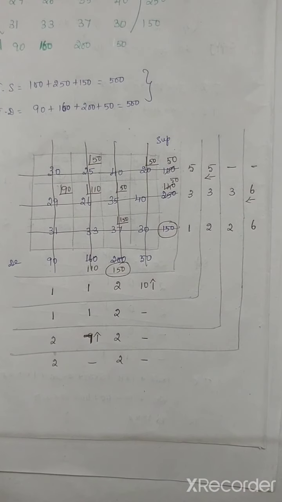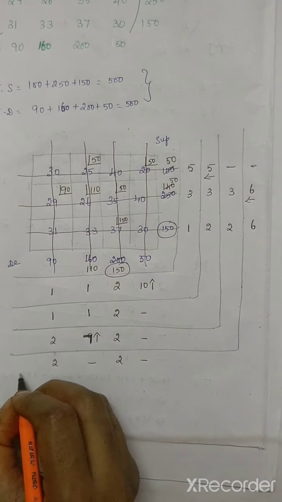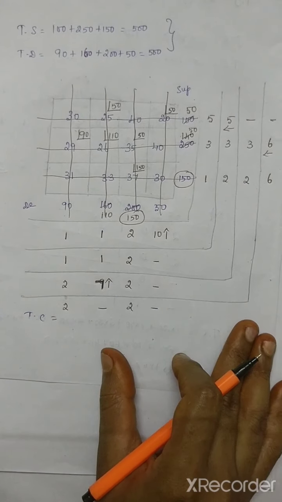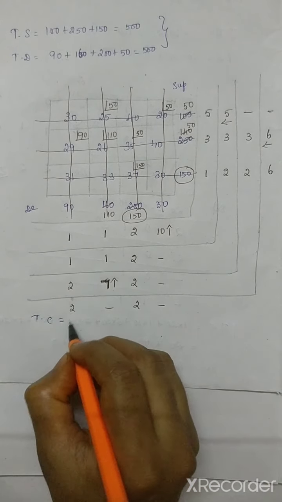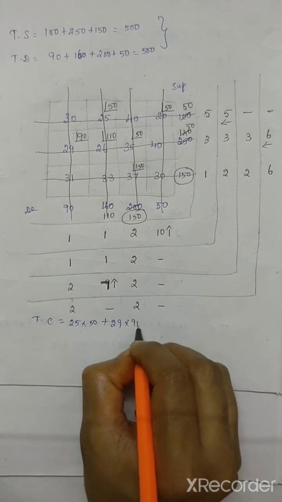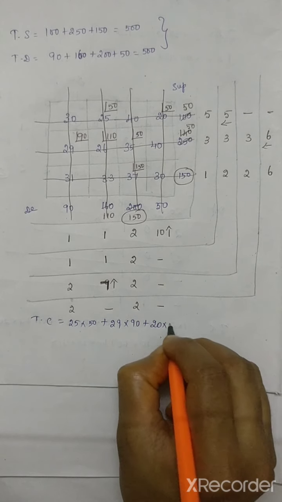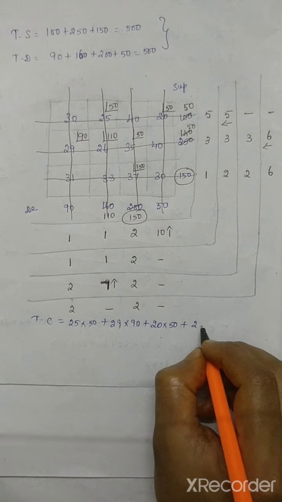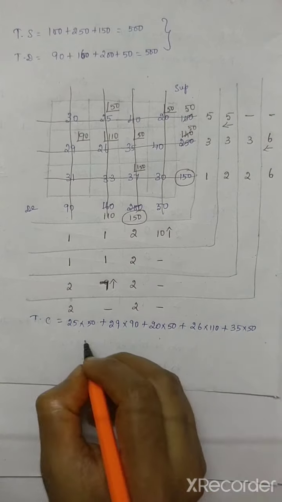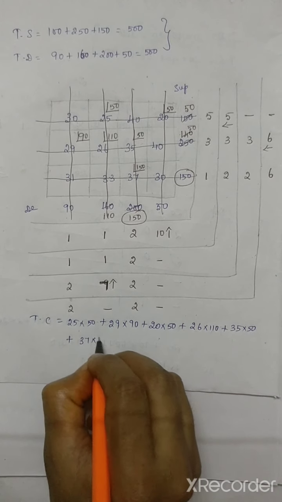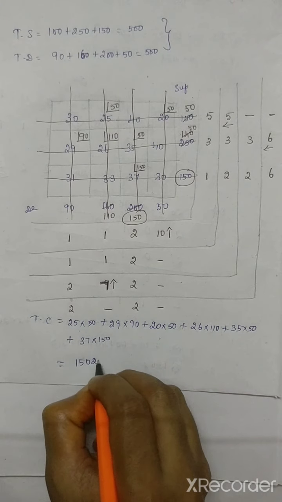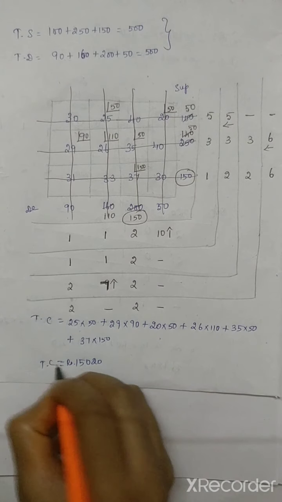So finally you have to find out the transportation cost. So transportation cost is equal to 25 into 50 plus 29 into 90 plus 20 into 50 plus 26 into 110 plus 35 into 50 plus 37 into 150. Finally you get 15,020 rupees. That is your transportation cost.